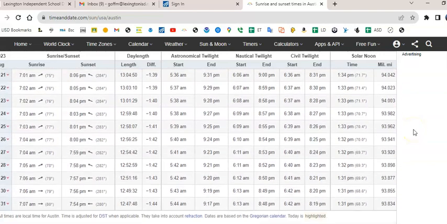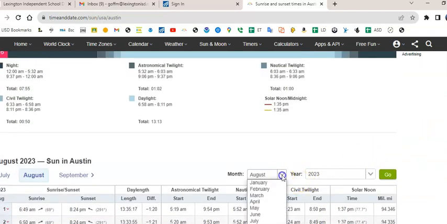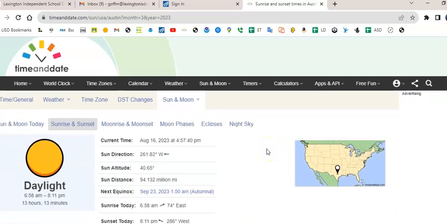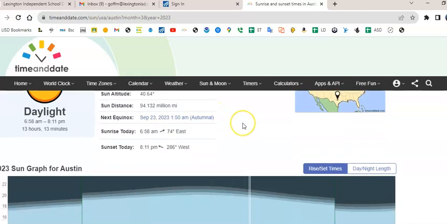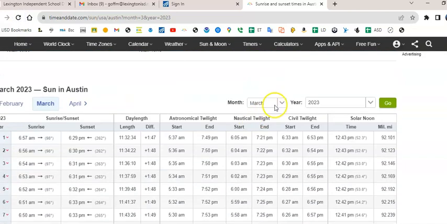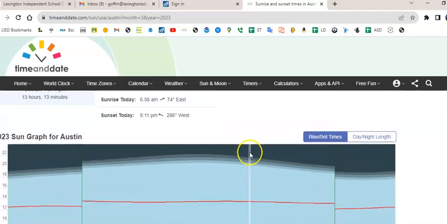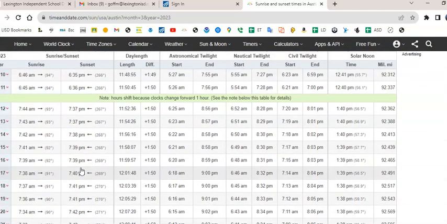Okay, so you can do that for any date. If I don't want August, I can do a different month. Let's go to March. March is come and gone, but we can do March. Okay. So this is for March. Oh, I didn't actually pick something. Okay, so March 2023, go. This is always going to be the current date. I'd have to go down here to get my March stuff. Here's my March table.